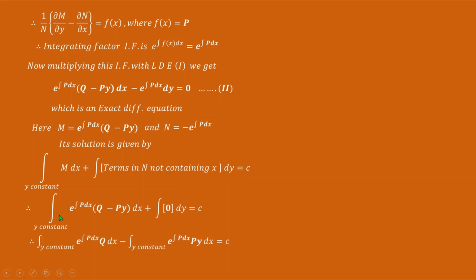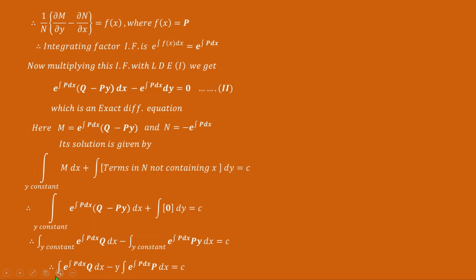integration e raised to integration p dx into q dx, keeping y as a constant, minus integration e raised to integration p dx py dx equal to c. Integration of 0 is 0. So here we separate this integration. And therefore, as here p and q are functions of x, and so they don't contain y, there is no need to write y as a constant in the first integral. And in the second integral, as y is a constant, we can take it outside of that integral.